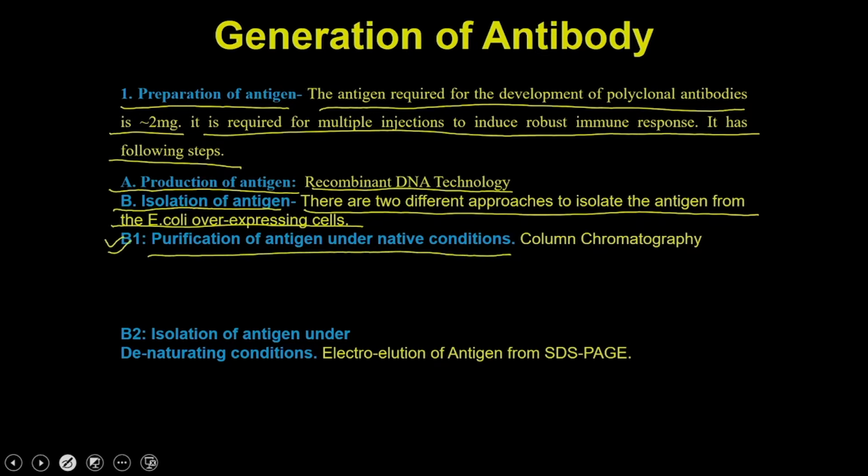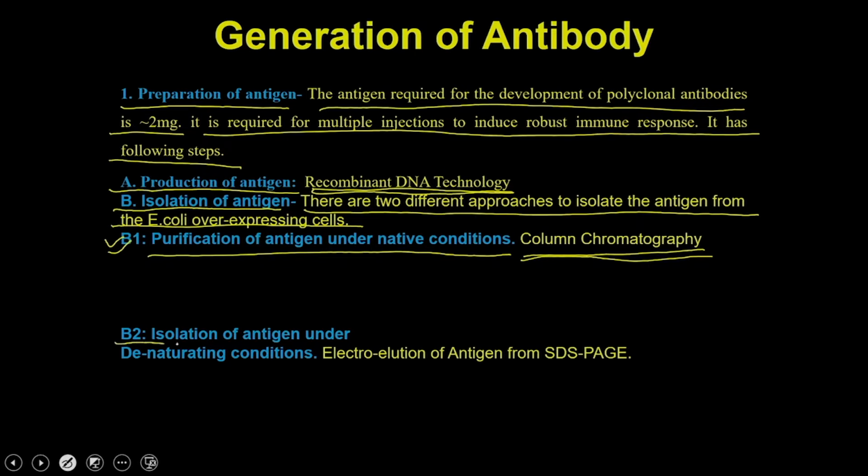So, even if the antigen is produced by recombinant DNA technology, the isolation of the antigen has two options. One is the purification of the antigen under the native conditions, where you are going to overexpress the antigen in E. coli expressing cells, and then you can perform different types of column chromatography to purify the antigens. Under these conditions the antigen is going to be functionally active, and that can be used for immunizations.